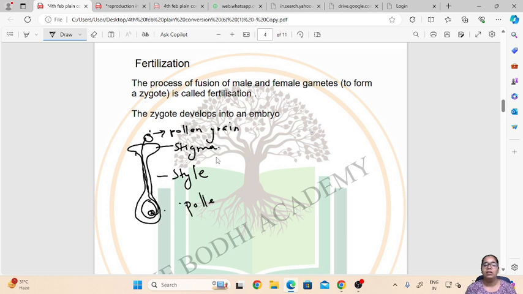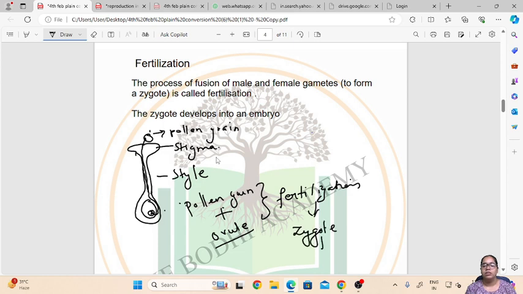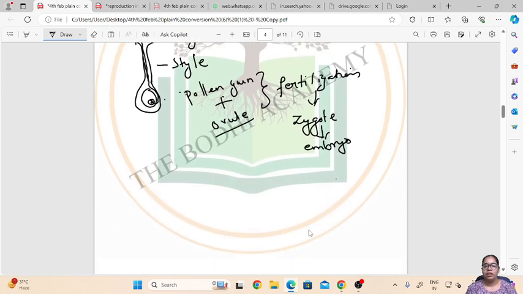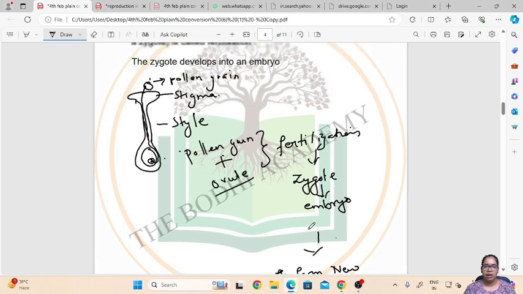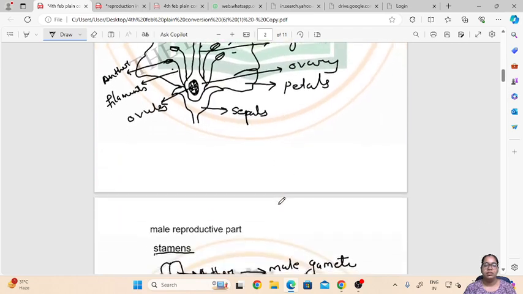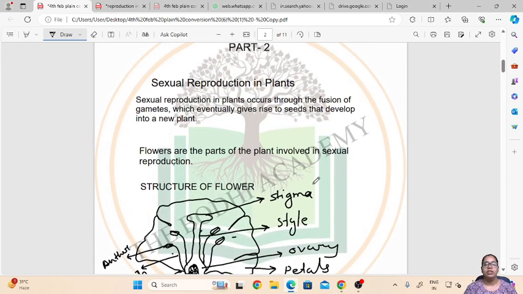So the pollen grain will fuse with the ovule, and this will result in the process of fertilization, which will form the zygote, which will further form the embryo, and this embryo will then form a new plant.